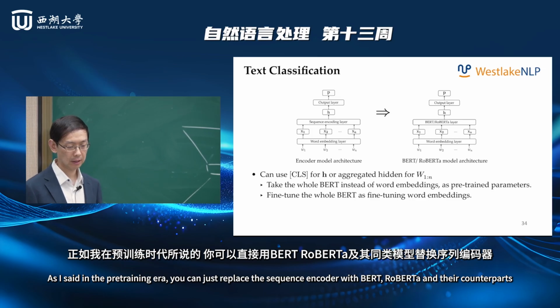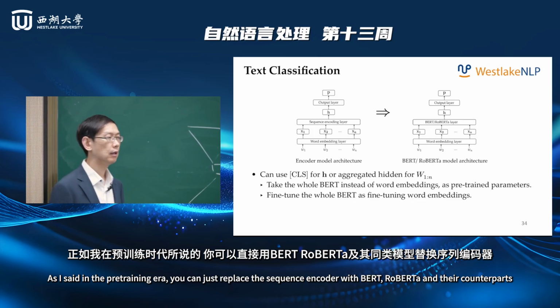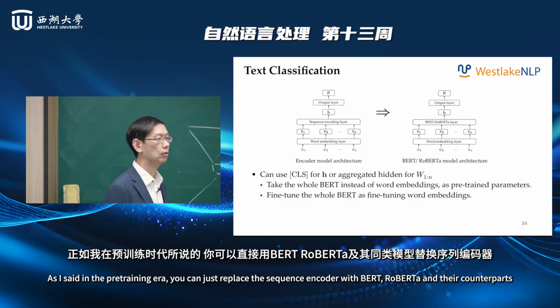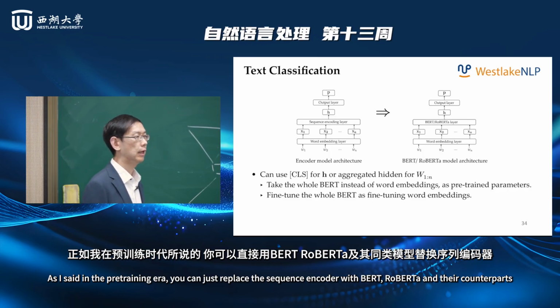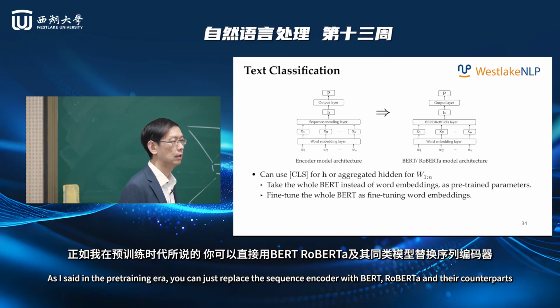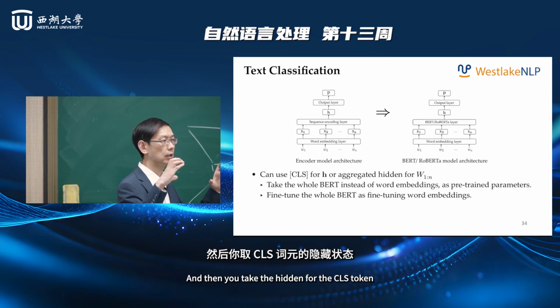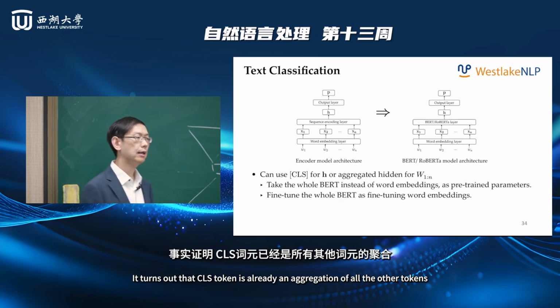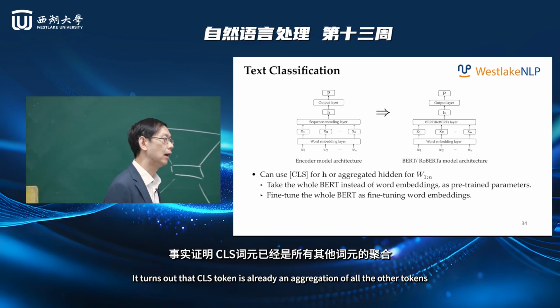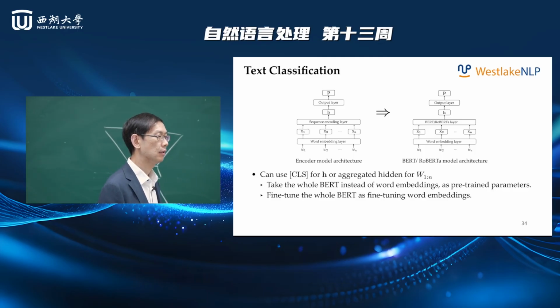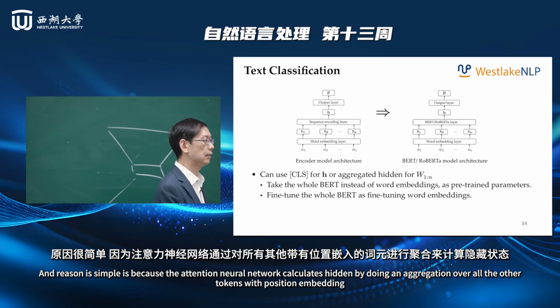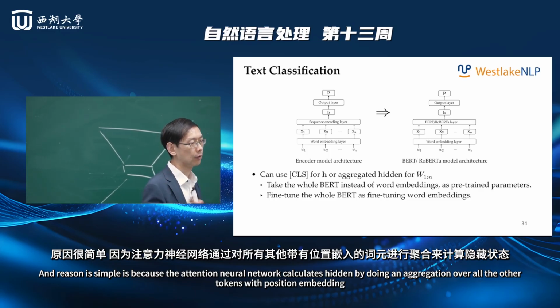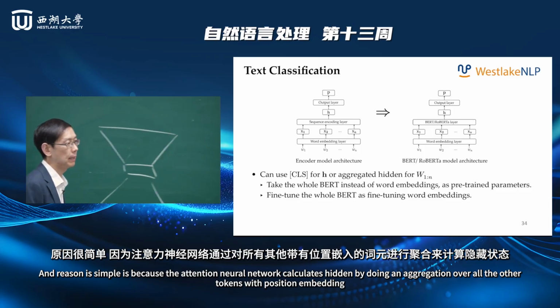As I said, in the pre-training era, you can just replace the sequence encoder with BERT, RoBERTa, and their counterparts, and then you take the hidden for the CLS token. Why the CLS token? Why don't I just do a pooling aggregation or attention aggregation? It turns out that the CLS token is already an aggregation of all the other tokens. And the reason is simple. It's because the attention neural network calculates hidden by doing an aggregation over all the other tokens with position embedding, okay?